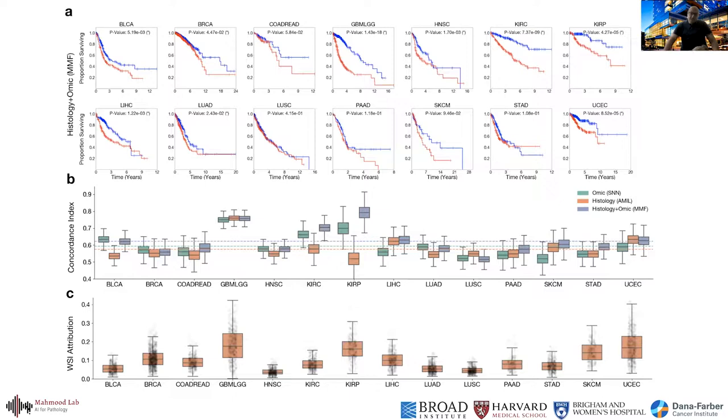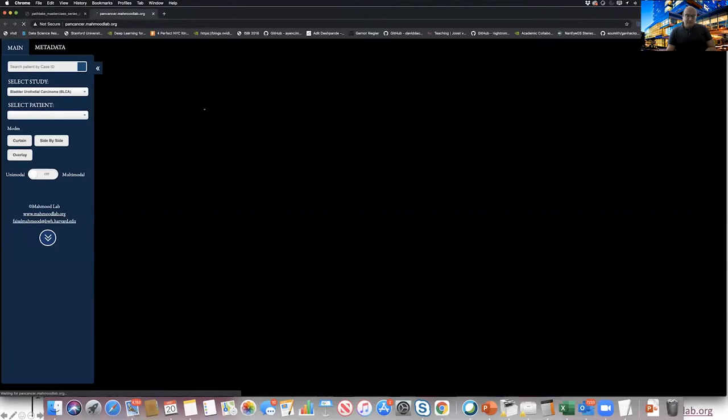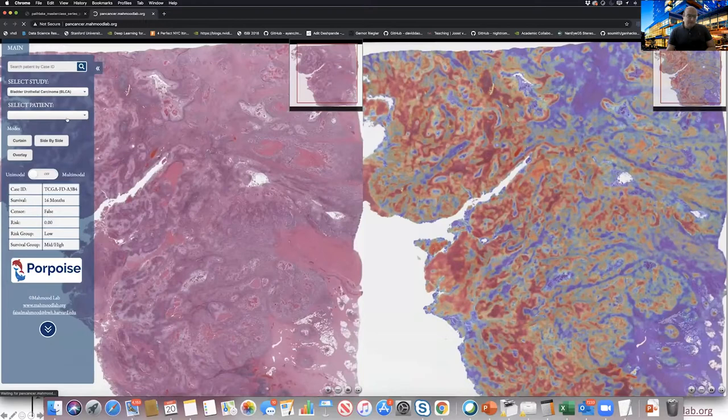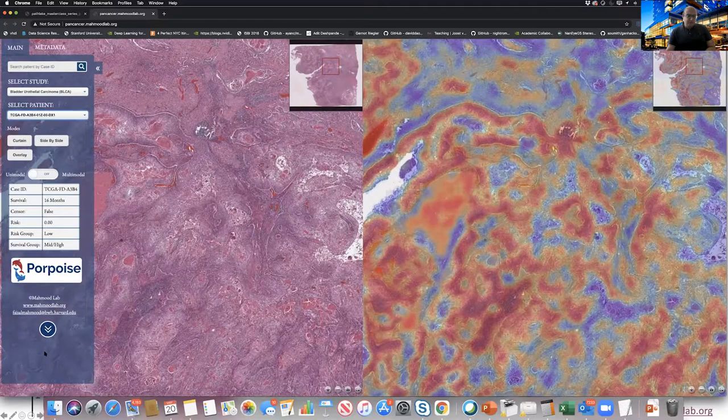We analyzed where the slide was more important, where molecular information was important, and what happened when you combine the two. There's a nice demo for this that people can go to and look at for all of the 14 different cancer types we studied, with all the patients from the TCGA and some additional patients, where you can look at where the predictions were coming from and what molecular information was most important.